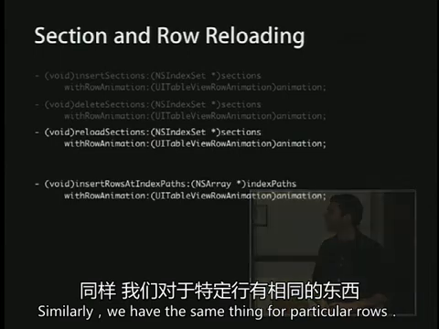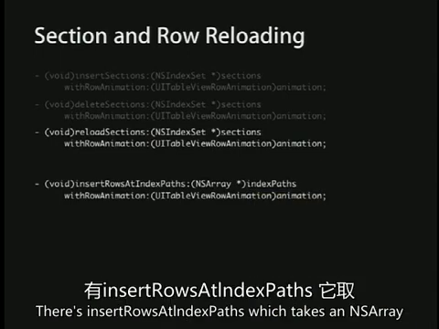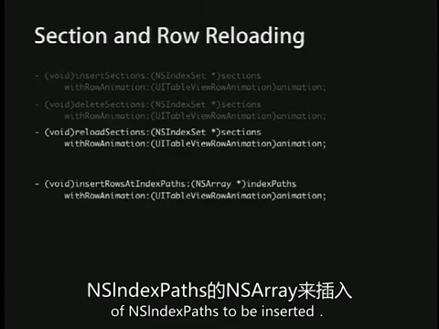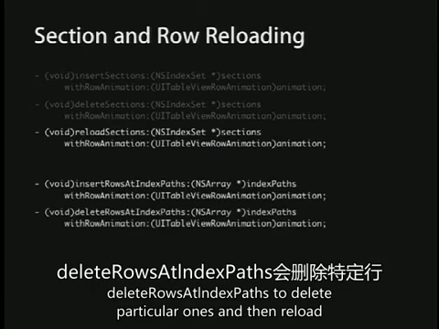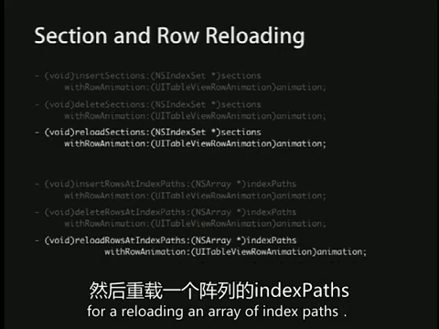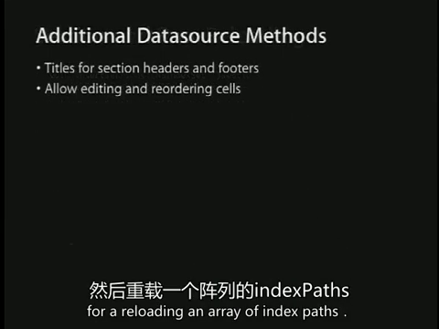Similarly, we have the same thing for particular rows. There's insertRows at index paths, which takes an NSArray of NSIndexPaths to be inserted. deleteRows at index paths to delete particular ones, and then reload for reloading an array of index paths.